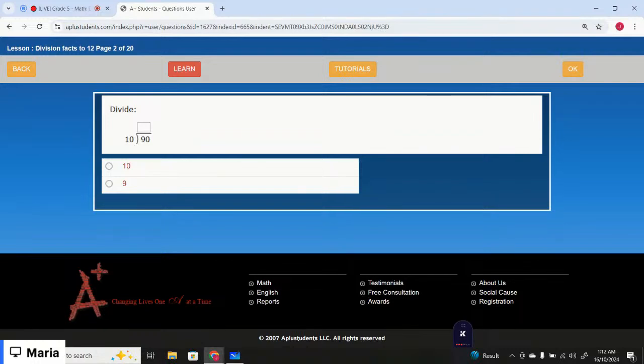The next one is 90 divided by 10. You need to count a table of 10 until 90. So 10 times what number is 90? 10 times 9 is 90, right? The correct option is 9.